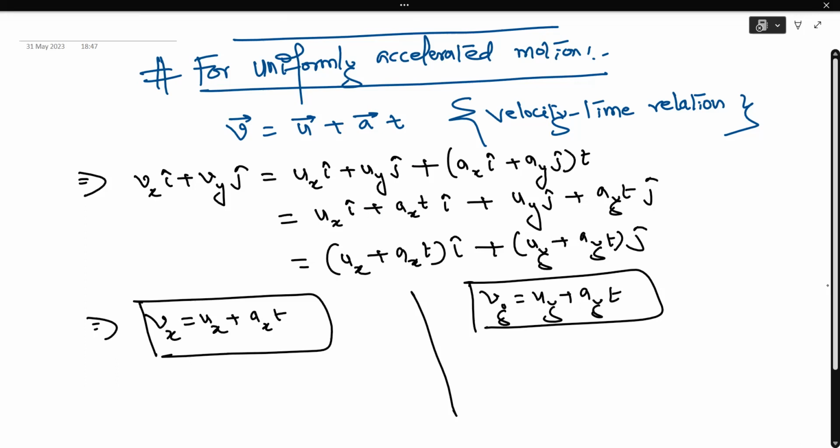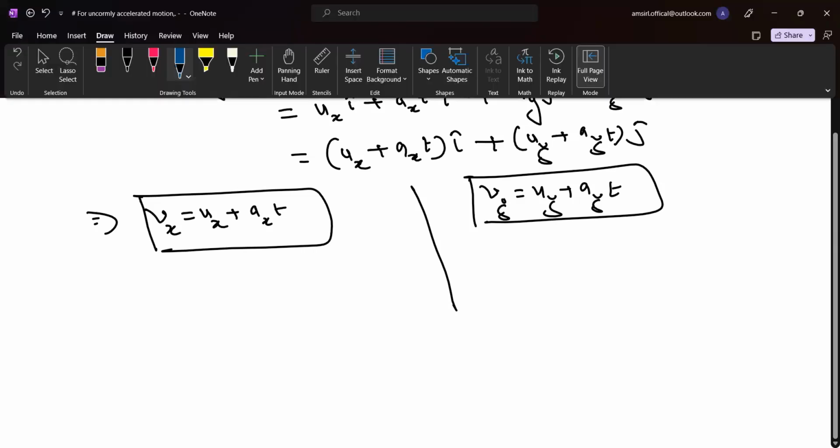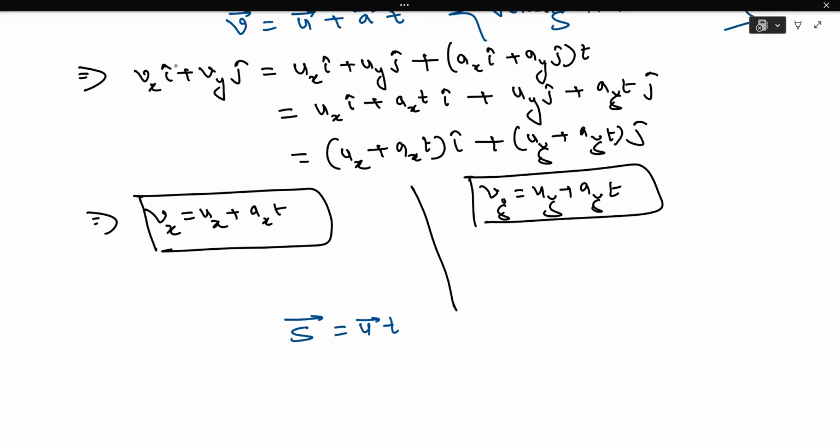Are you following? Done? Okay. What was the next formula? Remember, what was the next formula? What was the second formula? S equal to ut plus half at square.